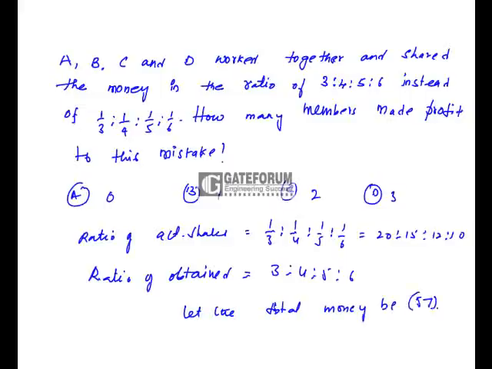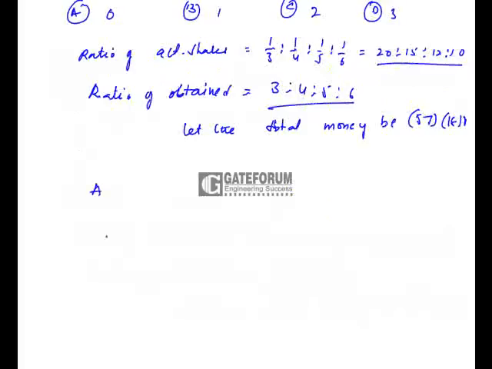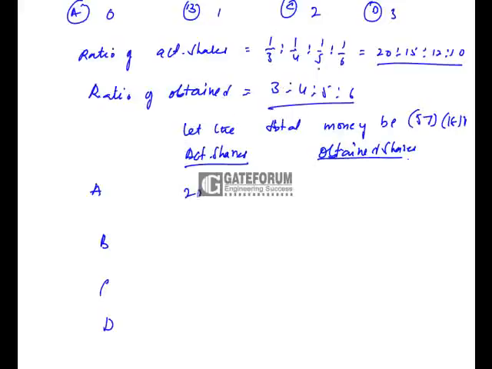Let the total money be 57 into 18x. It is nothing but the sum of the first ratios and the sum of the second ratios, into x. So there are 4 persons A, B, C, D, with actual shares as well as obtained shares. Now actually they have to get 20 into 18x for the first one, and they have obtained 3 times 57x, which is 171x.